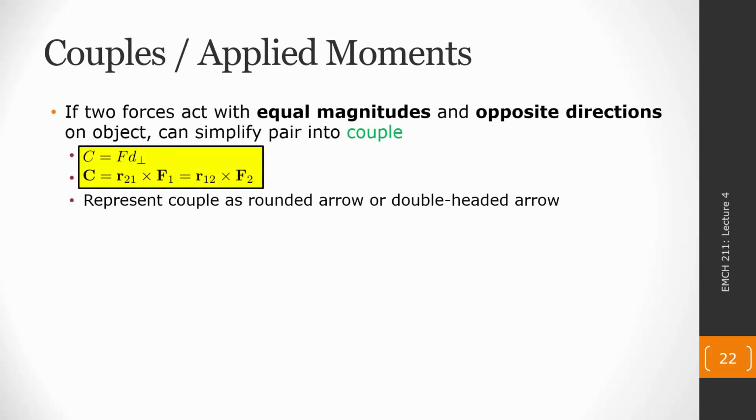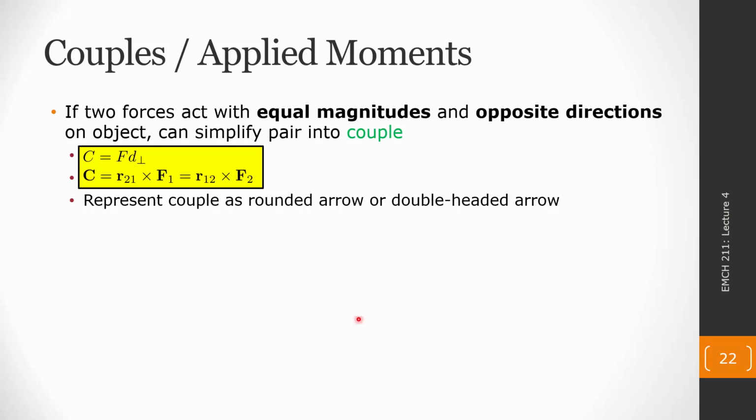Paired forces can be reduced to what we call a couple, or an applied moment, or a moment. So the requirement is for a pair of forces that these forces must have equal magnitudes but opposite direction. And when that's the case, we can simplify the pair of forces into just a couple. Now, like we saw for taking the moment about a point, there are two methods to do this, one that lends itself better in 2D typically, and then the vector method, which really we have to use when we're in 3D.